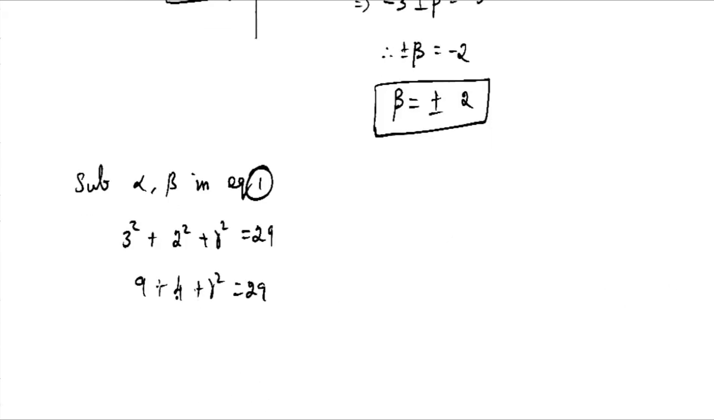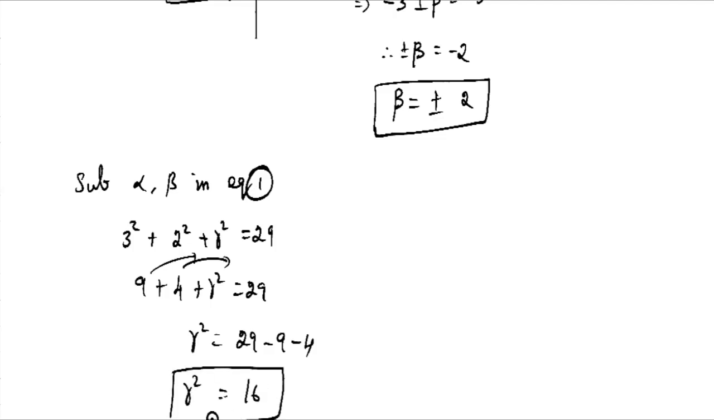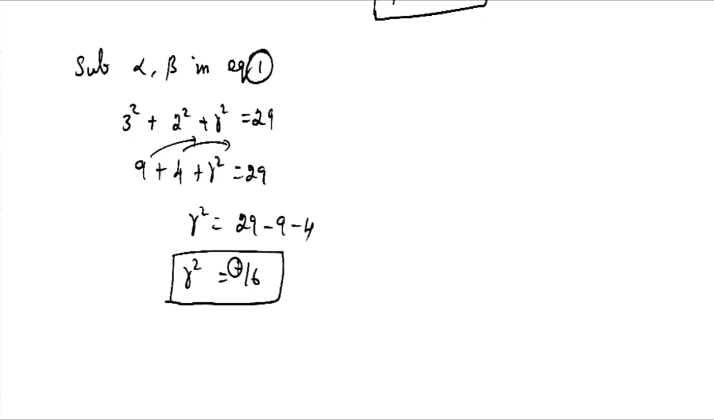I am going to take this value to the right hand side. So gamma square equal to 29 minus 9 minus 4. Okay students, so 29 minus 9 is 20, 20 minus 4 is 16. Therefore gamma square equal to 16. So gamma square value is 16, whether it is plus or minus. Therefore gamma equal to plus or minus 4.